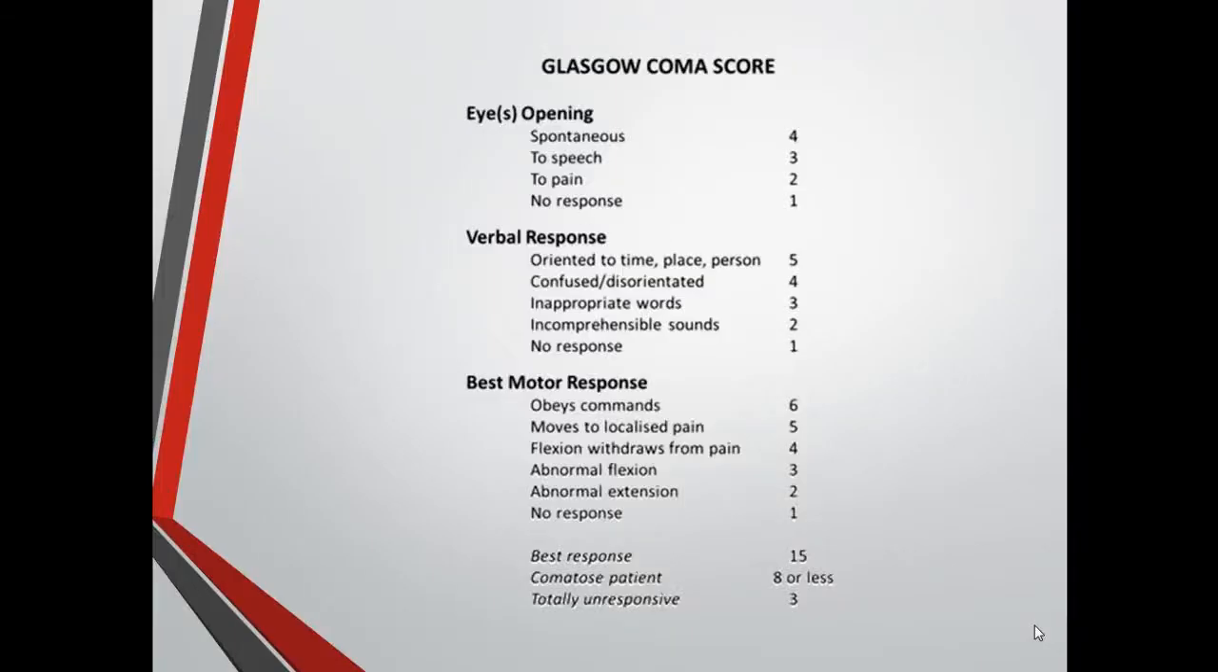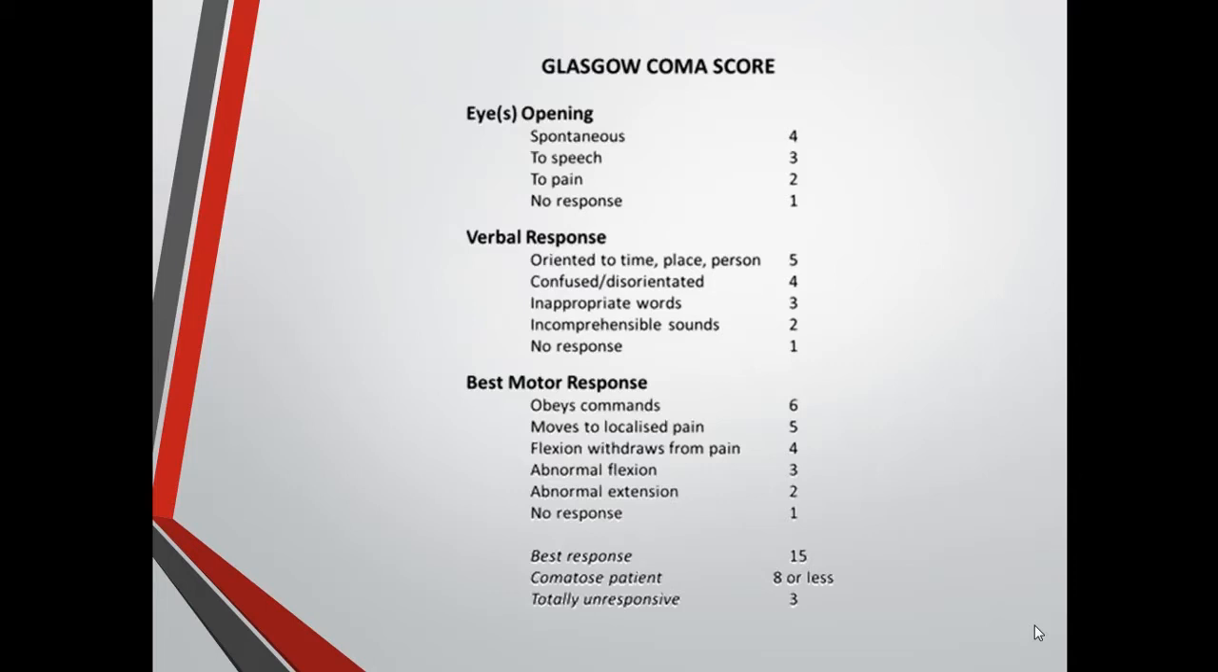So if they're 15, they're perfect, they're normal. If you add all these up, you give them their points for eye opening, their points for speaking, their points for motor response, you add them up. If it's 15, they're completely normal. Less than 8 is comatose, and totally unresponsive, like I said, is 3. Why don't they get 0? I don't know. To me, they should get 0.